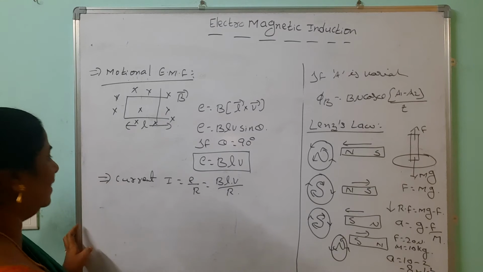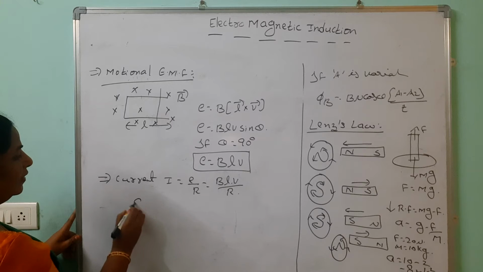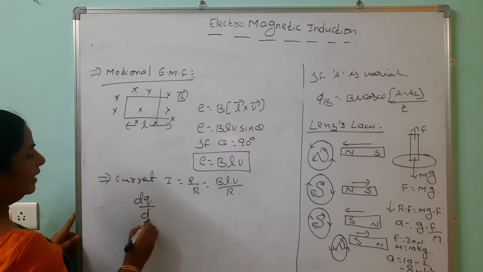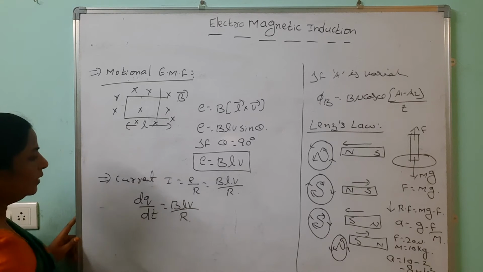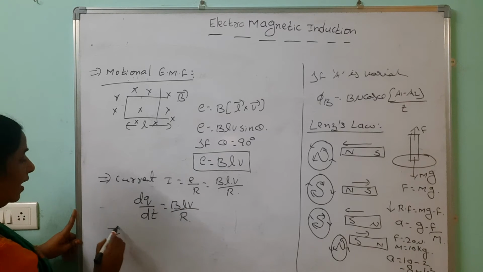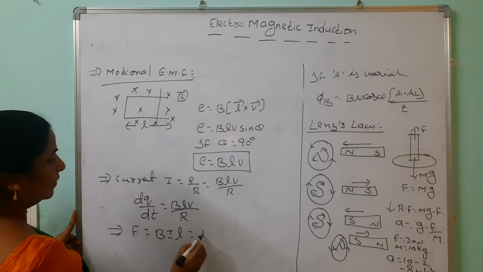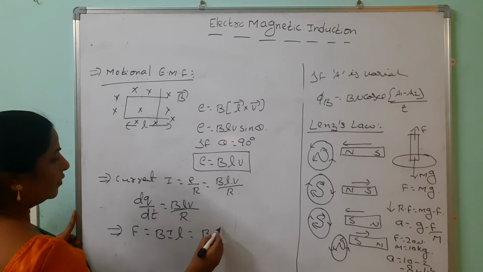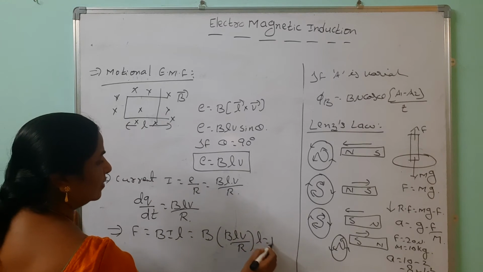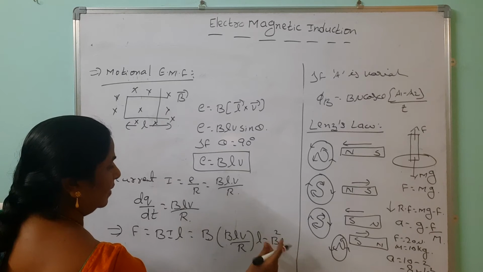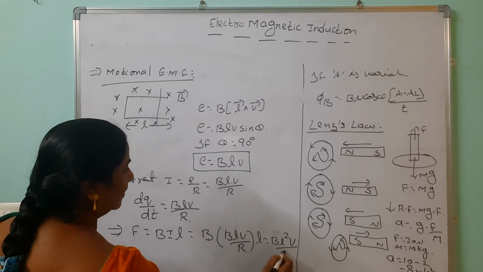This is the current. When you know the current, we can find out the charge also. Instead of I, we write dq by dt equals BLV by R. Then we know the force acting on the conductor is B into I into L. Instead of I, we write BLV by R into L, so you can write it as B square L square V by R.